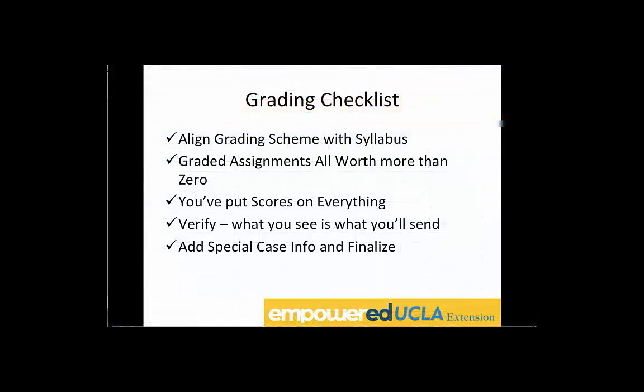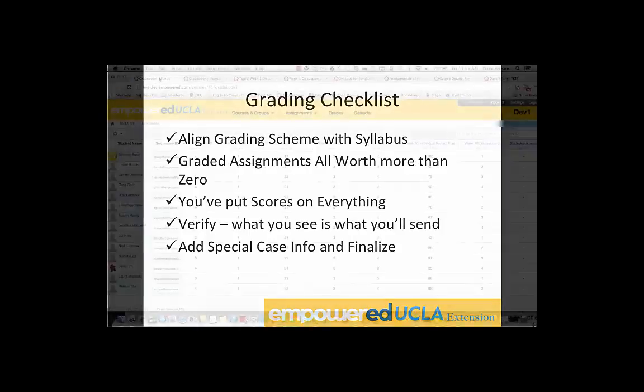Your checklist should include aligning your grading scheme choice with your syllabus, checking that your graded assignments all have non-zero point values, making sure you put scores on everything that can be scored, verifying that what you see is what will be sent, and adding special case information and finalizing.